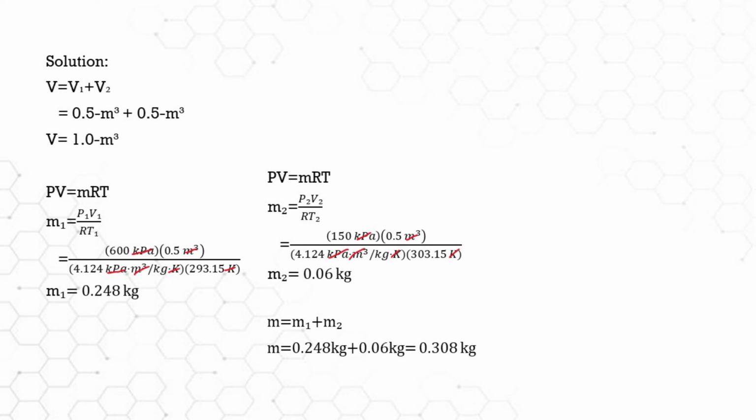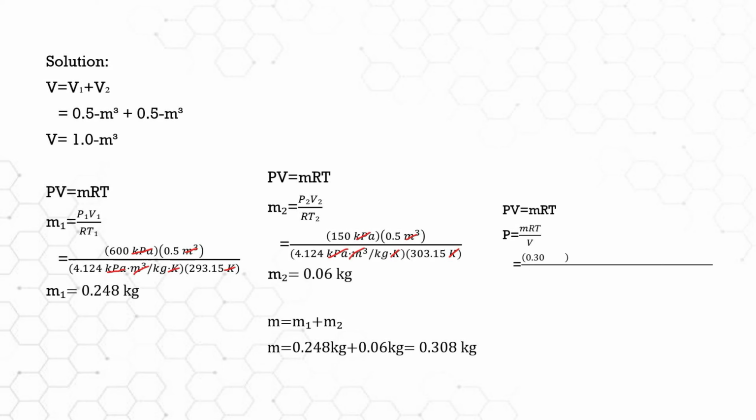Lastly, we are going to determine the final pressure in the tank. Since the valve is open and the two gases are allowed to mix while achieving thermal equilibrium with the surroundings, which are at 15 degrees Celsius or 288.15 Kelvin, we are going to use the ideal gas equation again, which is PV is equal to mRT. Rearranging the formula, we have pressure equals mass multiplied by gas constant times temperature over volume.